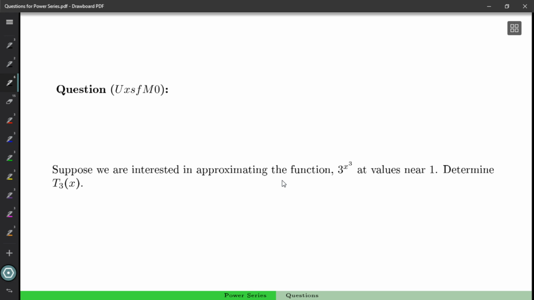Suppose we're interested in approximating the function 3 to the x cubed at values near 1. Determine the third Taylor polynomial for this function. So we've got our function. Okay, we know the center. So what we need to do is start working out derivatives of our function evaluated at this center.